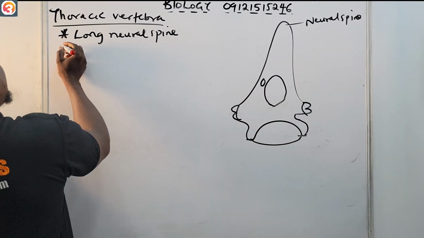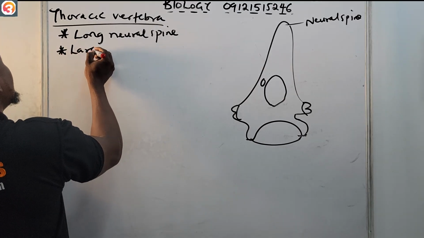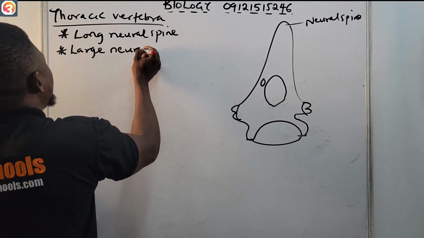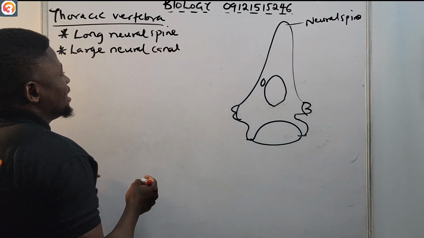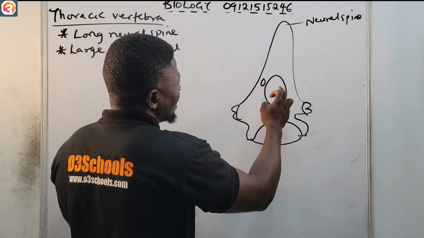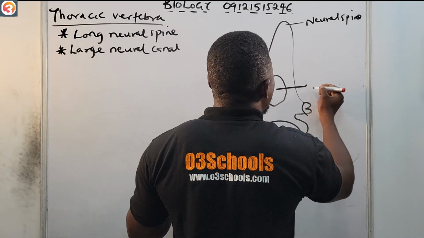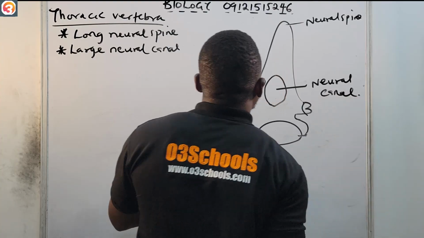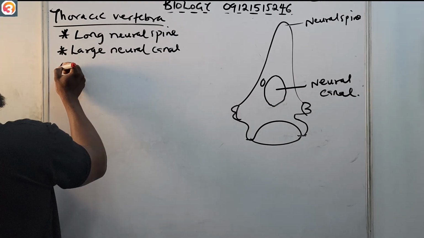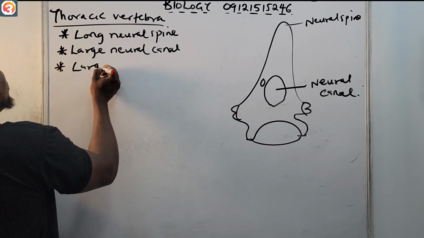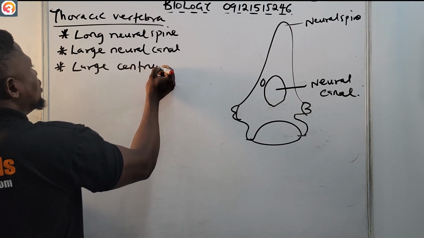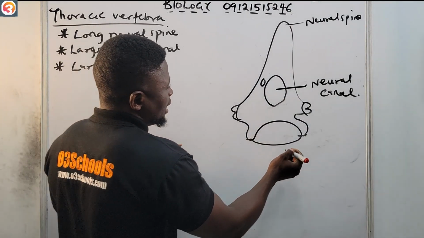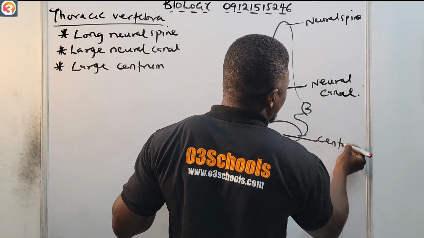It also has a large neural canal. This neural canal here. Then of course, it also has a large centrum. Where's our centrum? Here, this is our centrum.